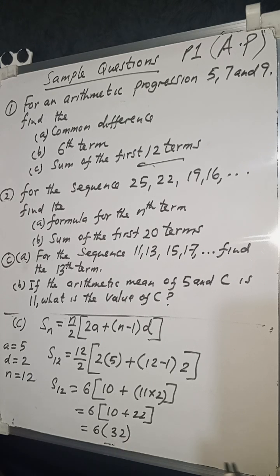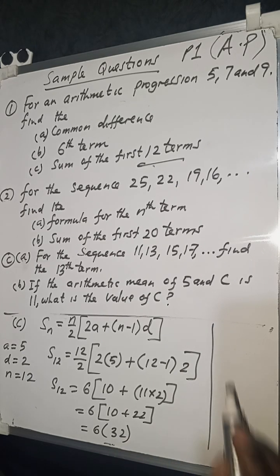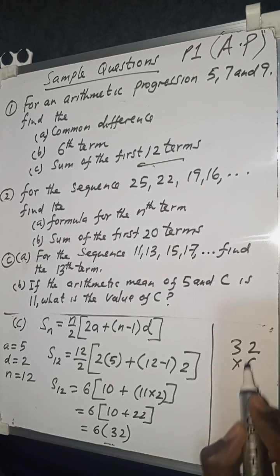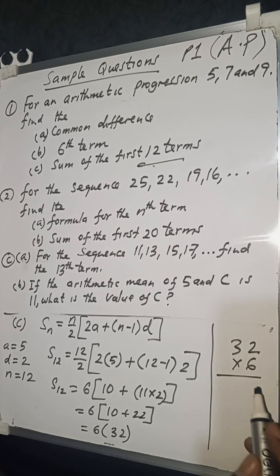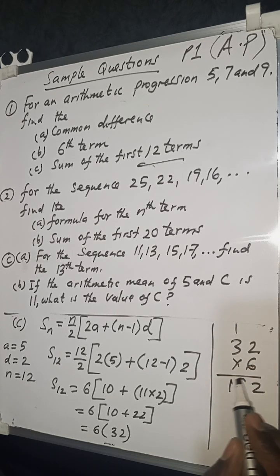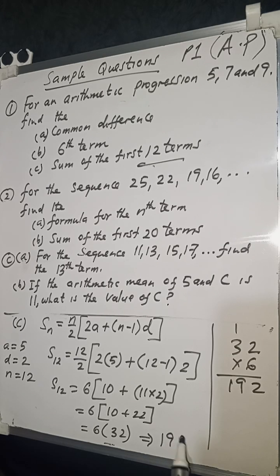Because this is paper 1, no calculator, so we can just go the long way. 32 multiplied by 6: 6 times 2 is 12, write 2 carry 1. 6 times 3 is 18, plus 1, that's 19. So the overall answer here is going to be 192.